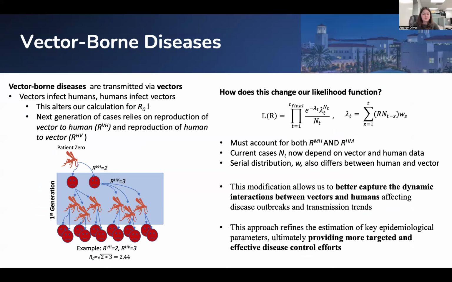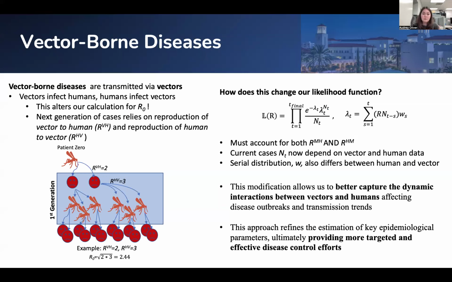Traditionally, these frameworks and methods to estimate R0 and RT are also used for vector-borne diseases, and as mentioned, these methods fail to capture nuances of indirect transmission of diseases via vectors. Vector-borne diseases involve transmission of disease between vectors and humans. So vectors infect humans, humans infect vectors. Because of this, our framework for R0 and RT should be altered.